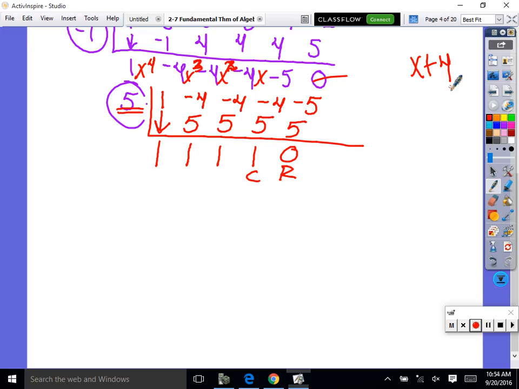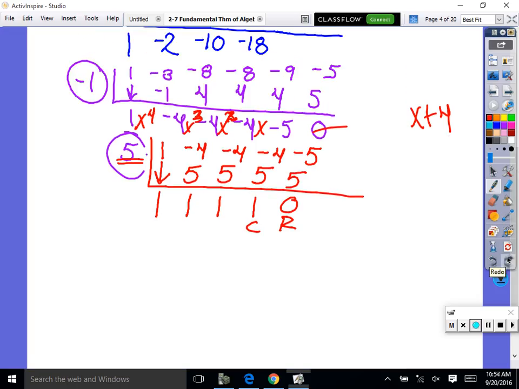So you divided the first one. Yep, we got a remainder of 0. Then I went and found that 5 was definitely a root by doing synthetic division again. Okay, so then I said I know 5's a root.